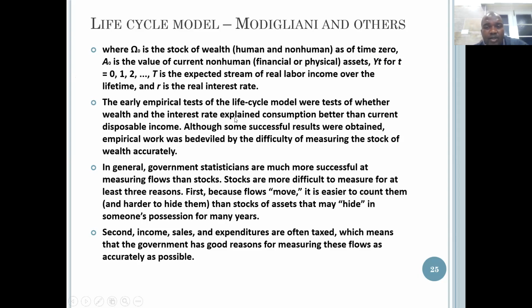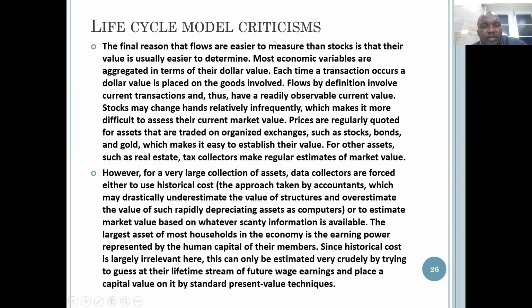The early empirical tests of the life cycle model by Modigliani, Ando, and Brumberg were tests of whether wealth and the interest rate explained consumption better than current disposable income. Although some successful results were obtained, empirical work was mainly hampered by the difficulty in measuring a stock concept like wealth. Basically, government statisticians are more successful when measuring flow concepts like income, investment, and so on, rather than when they measure stocks of assets, which people may falsify or hide elsewhere, or even externalize from any corner. So the criticism of the life cycle model by Modigliani, Ando, and Brumberg is that wealth is difficult to measure, for instance. And then the flows are easier to measure in general.